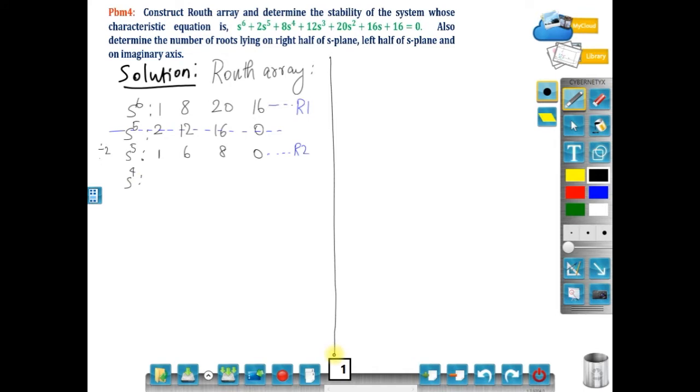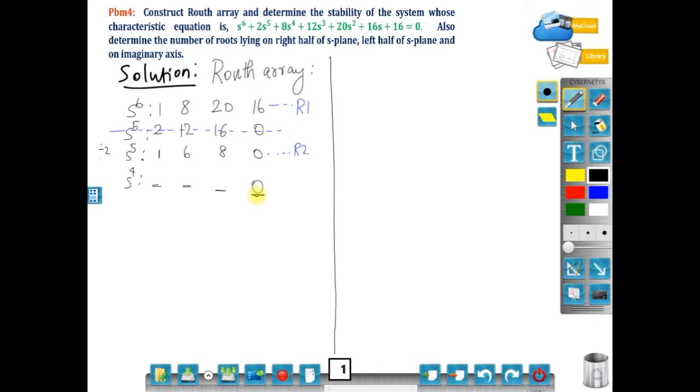Then when we write the row S power 4, in order to find the values of this row, we need the coefficient of S power 4, the coefficient of S power 2 and the coefficient of S power 0, and in this place we get 0 as it is, because S power 4, S power 2, S power 0, then S power minus 2 would appear, but in our given characteristic equation there is no coefficient for S power minus 2. So by default it is 0.